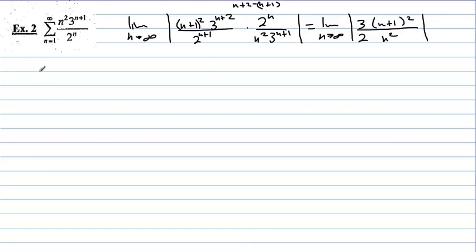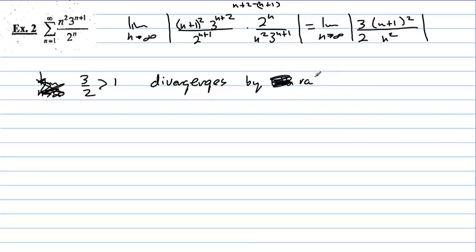Now when we take the limit of a rational function, that's pretty much what we have left over. We're going to use our end behavior laws. If I expanded this out, it'd be n squared plus 2n plus 1. But the leading power would be n squared, so the ratio would be 3/2. So the limit of this is 3/2, which is bigger than 1. So now we know that this series diverges by, not nth term test, the ratio test.